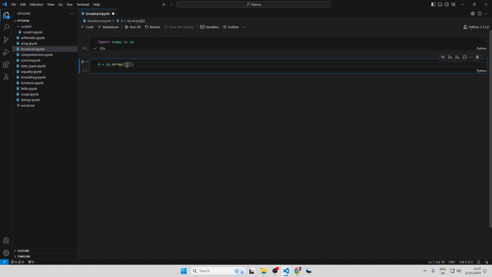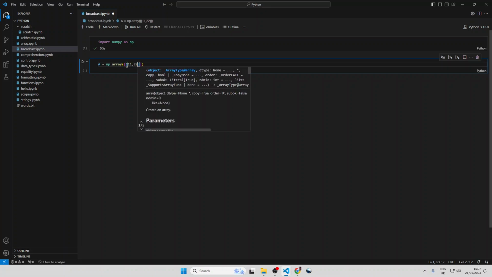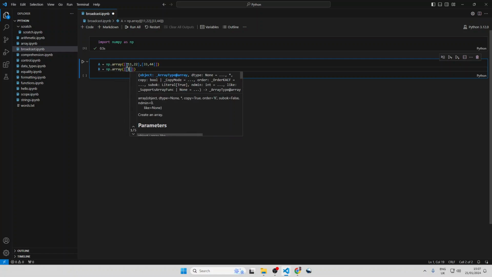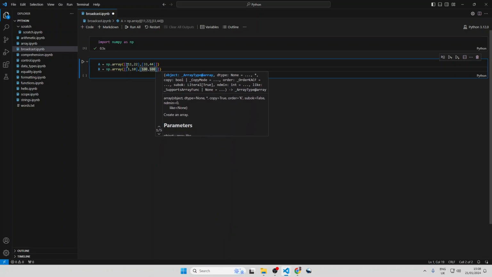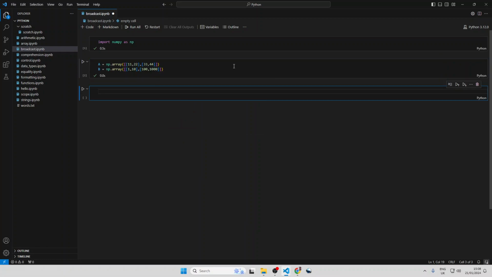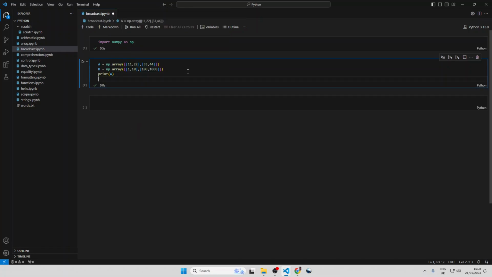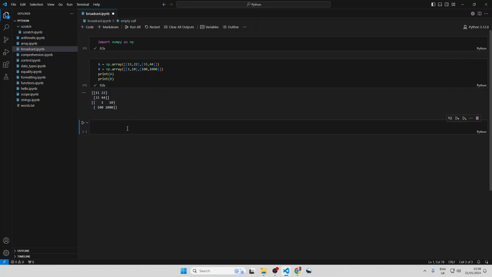So let's say 11, 22, 33, 44 as our first matrix, A, and B is going to be 1, 10, 100, 1,000. Okay, so here's our two matrices.